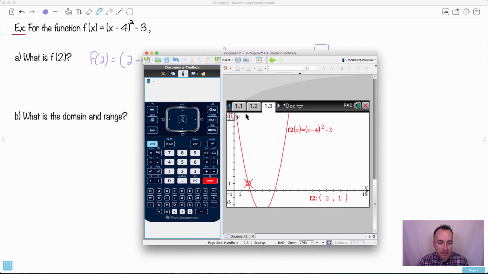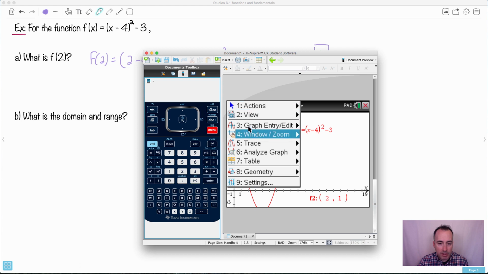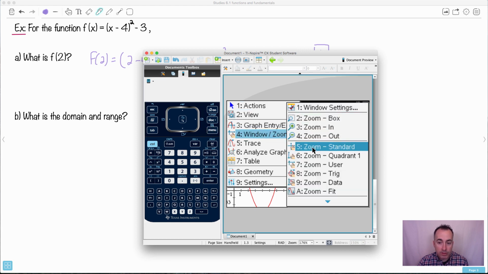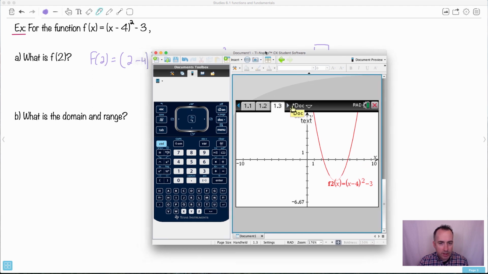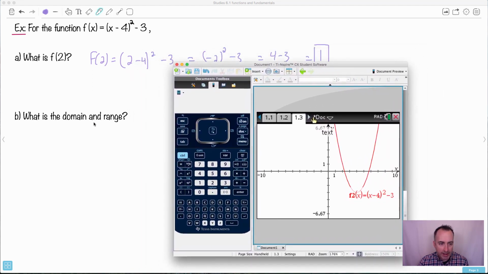Now, the reason why this is really nice, here, let me go back to menu and I'll go back to a window. That's nice. I'll do zoom standard. I like that one. That's like the nice minus 10 to 10, minus 10 to 10 roughly. So if you look over here, where does it look like it's defined? You see, if we want the domain, it means as we scan from left to right, is there a problem finding the function? Remember, that's a domain. Domain is all about the x's.